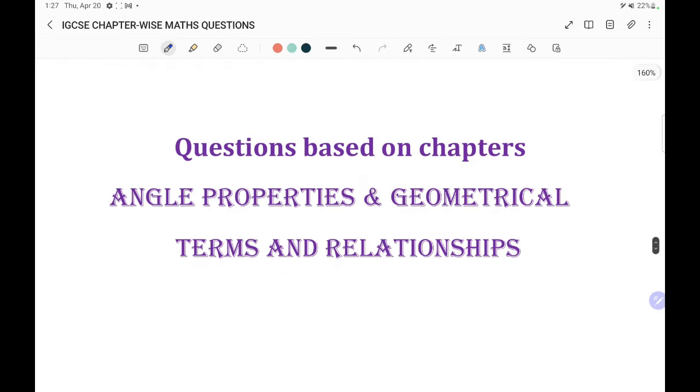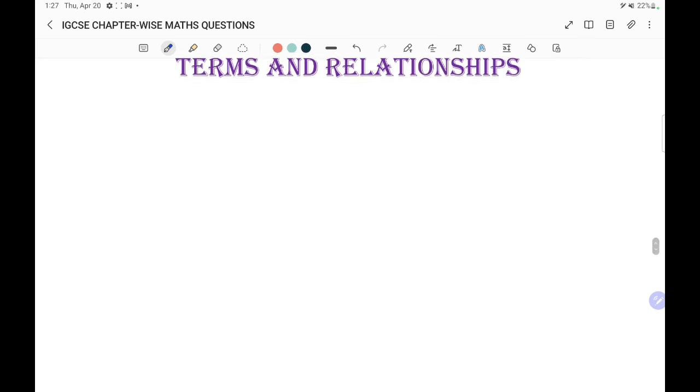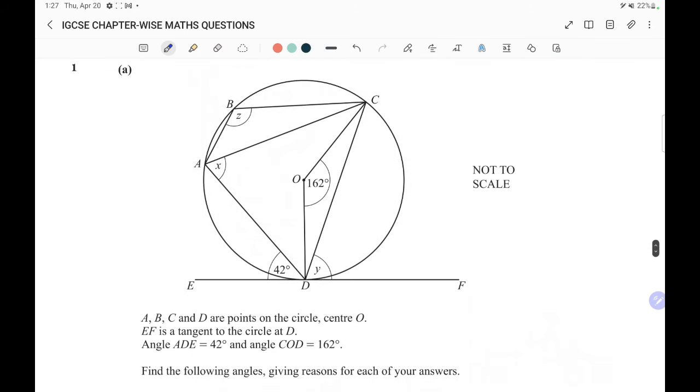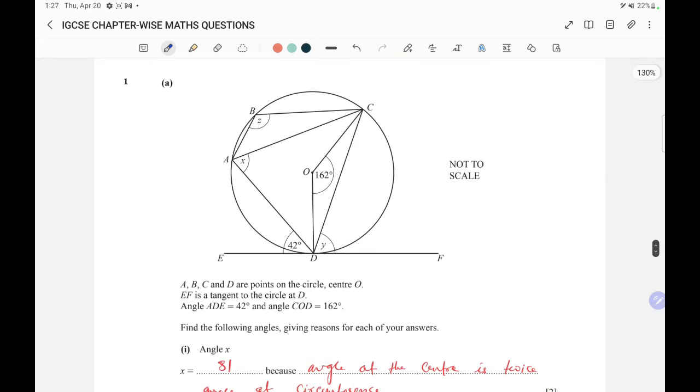Okay, question based on chapters, angle properties, geometrical terms and relationships. That's again very simple questions. Here you can just check. This angle is 162, this is 42, this is y. We need to find other angles.